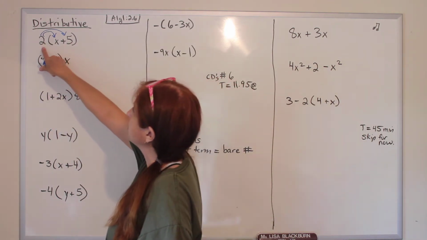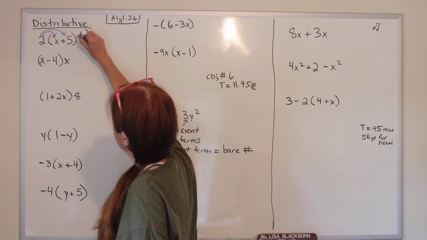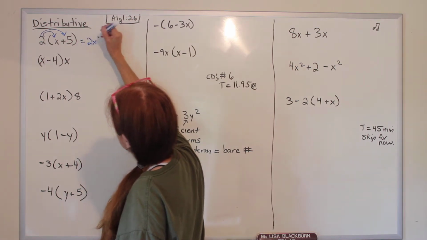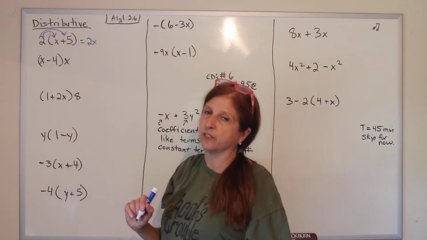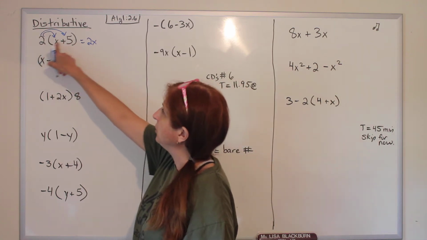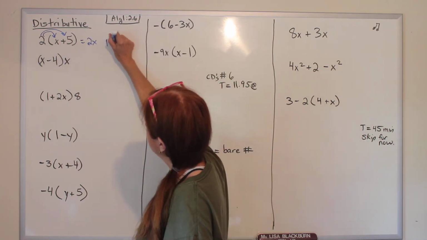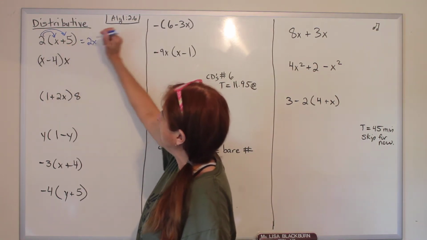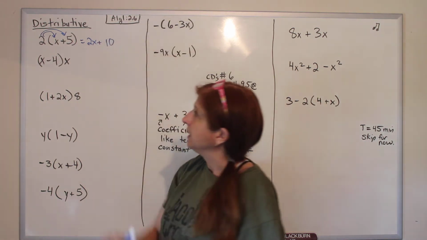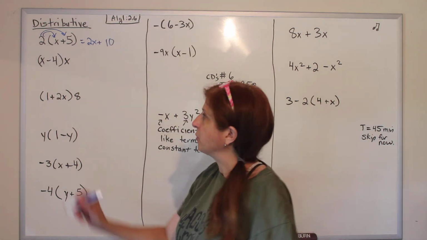Alright, so first 2 times x. Remember, you just write a number next to a letter if they're being multiplied. And then 2 times 5 is 10. And we keep that plus sign. So that's the answer. Let's try another one.